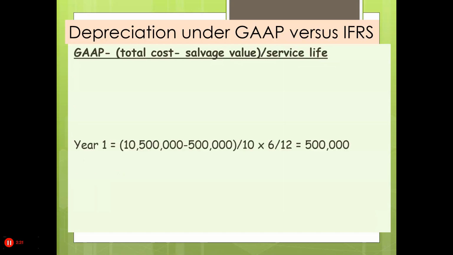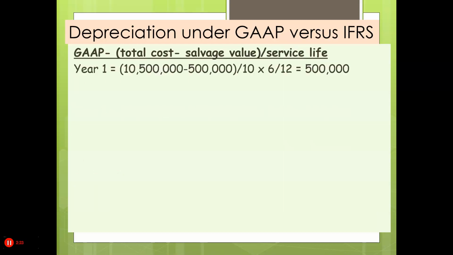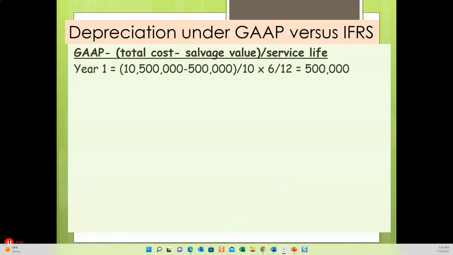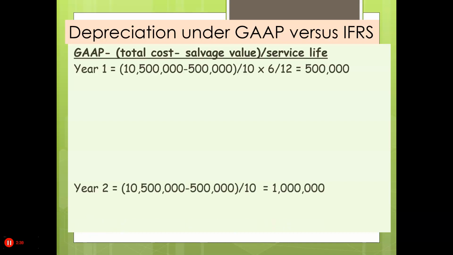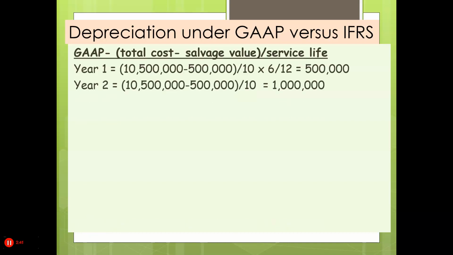That's easy. Year 1, we're going to take the 10 million minus the salvage value divided by 10 years times 6/12, since we bought it in the middle of the year, gives us 500,000. Now let's look at year 2. Now we're going to get a whole year.